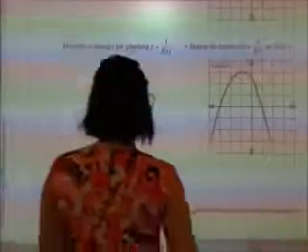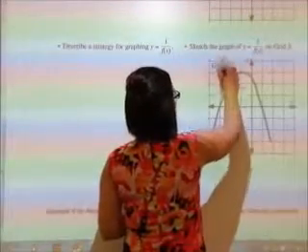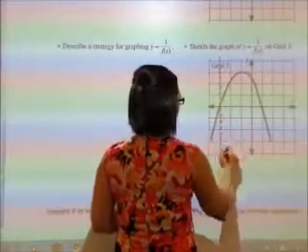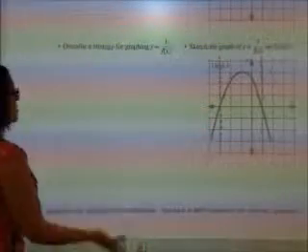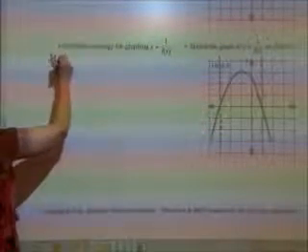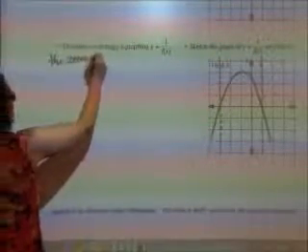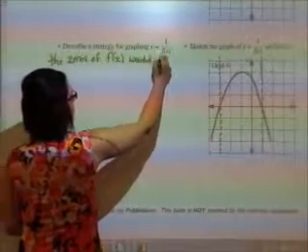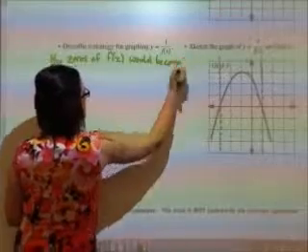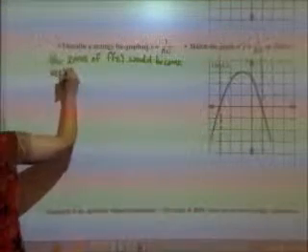So in reciprocal graphs, what do I have to watch out for? And where do I find asymptotes? At the x-intercepts of the original. So I would make these into asymptotes. So to write that, I'd say the zeros of f of x would become vertical asymptotes.